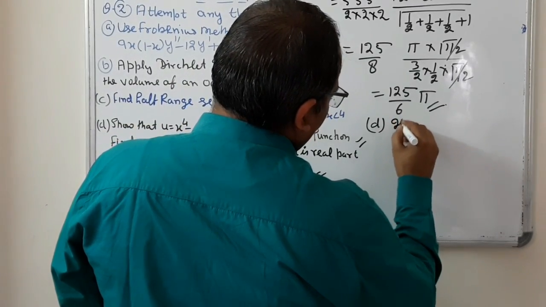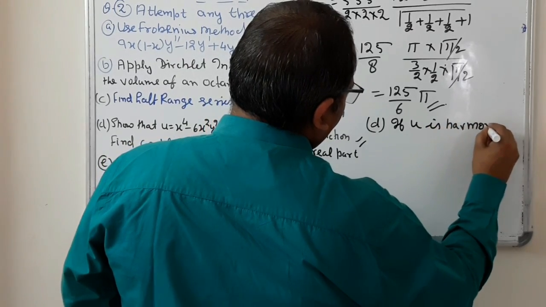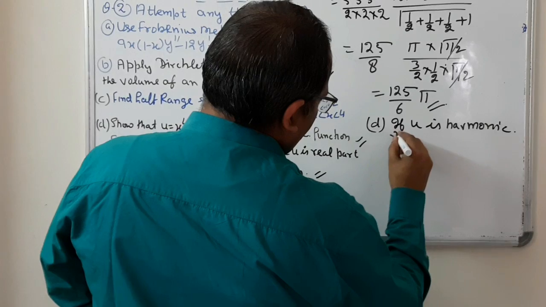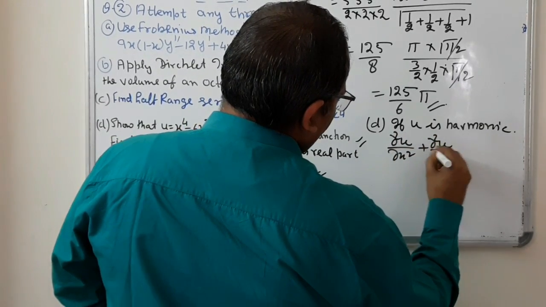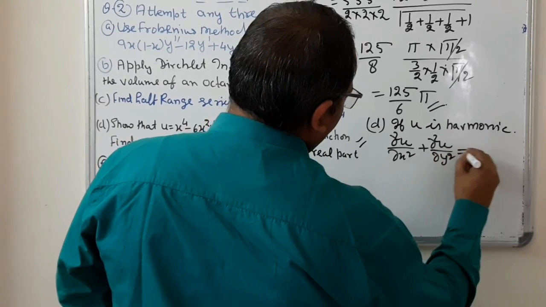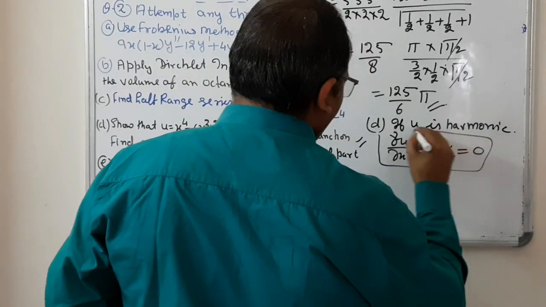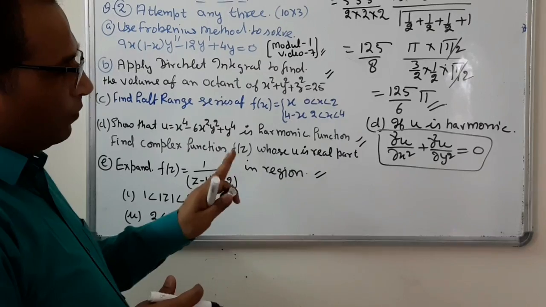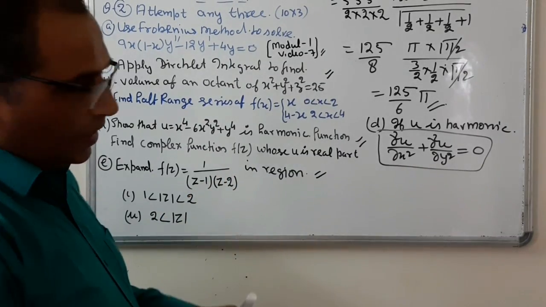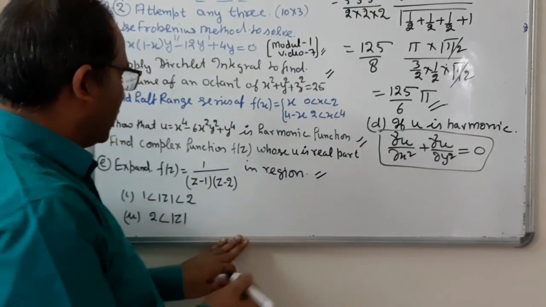If U is harmonic, that means del square U upon del x square plus del square U upon del y square should be equal to 0. This is the condition for a harmonic function. That means we have to find the double derivative of u with respect to x and with respect to y, and then add. If this is equal to 0, we can say u is a harmonic function.